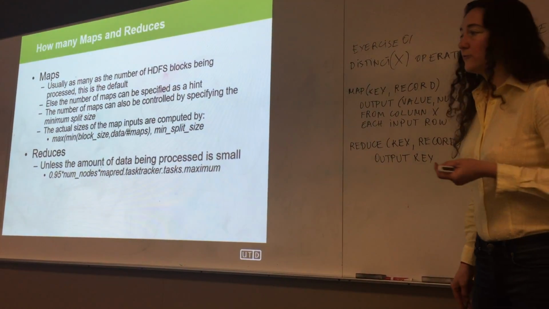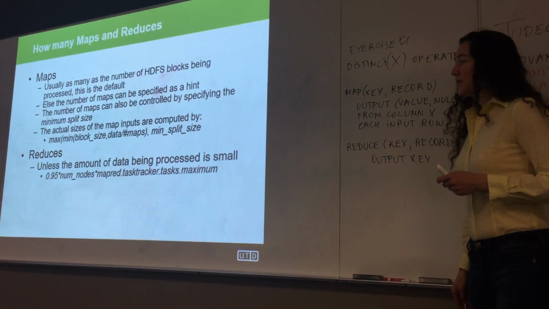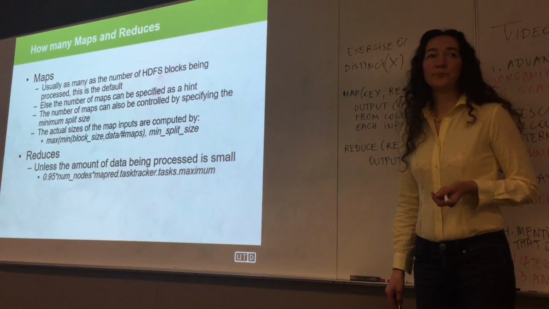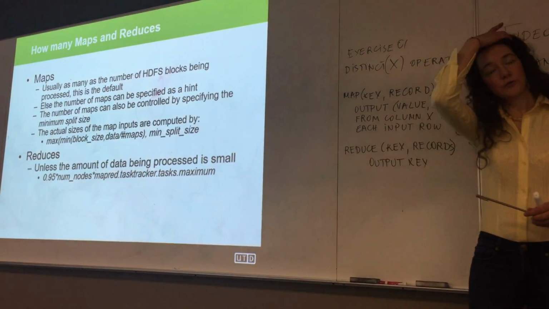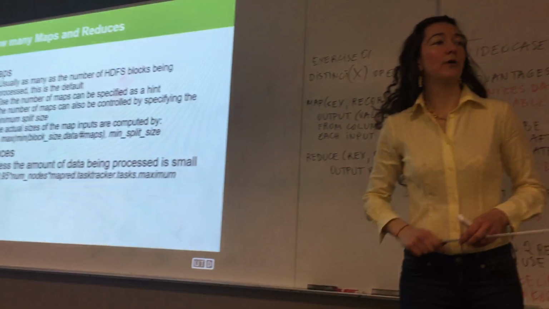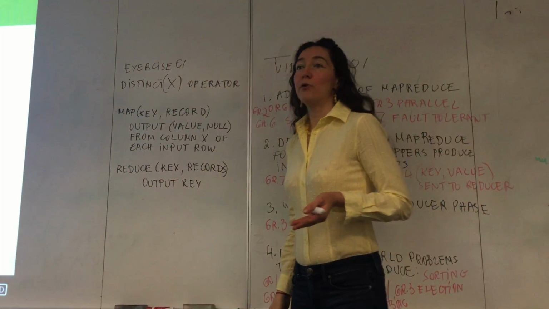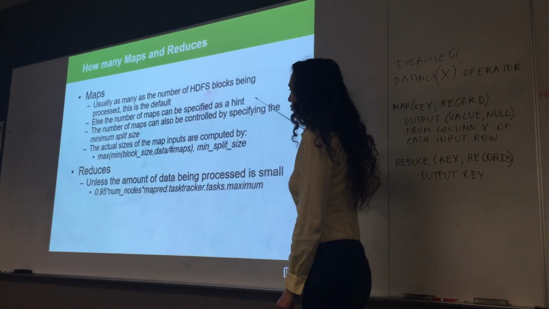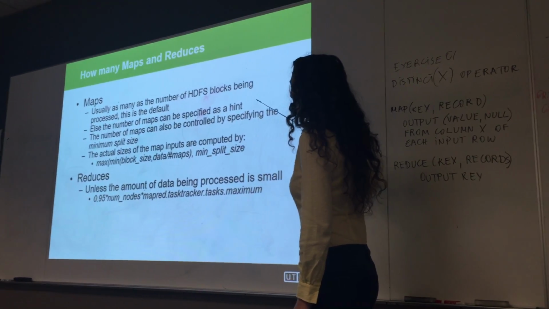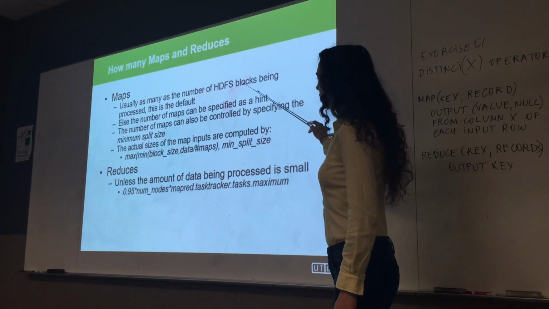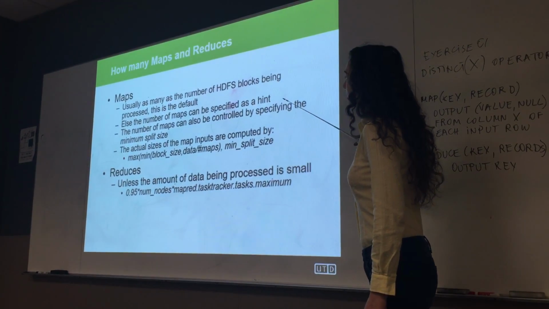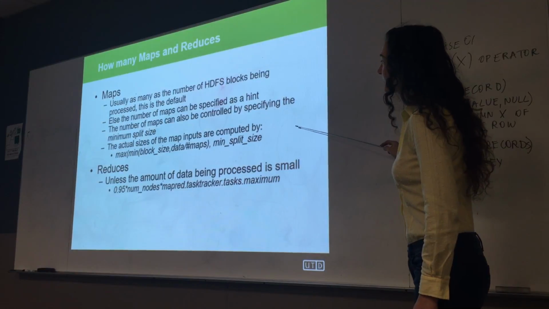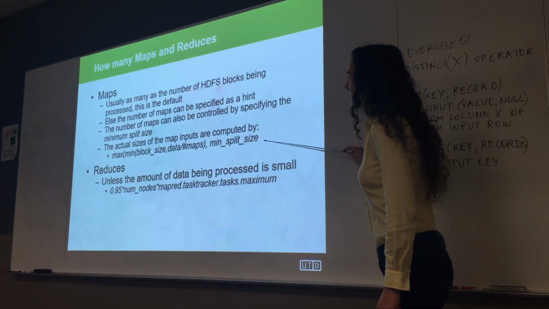So if the block is 64 megabytes, and if the data is bigger than that, we will get two mappers. That can be changed. Hadoop can be configured for what block size to use, and if you want, you can set it to 1 megabyte, and then you're going to get more mappers. But that is pretty much automatically decided by Hadoop. So usually it's the number of blocks, but it can be changed by changing the size of the block. So that is the hint. There is a way to compute it.